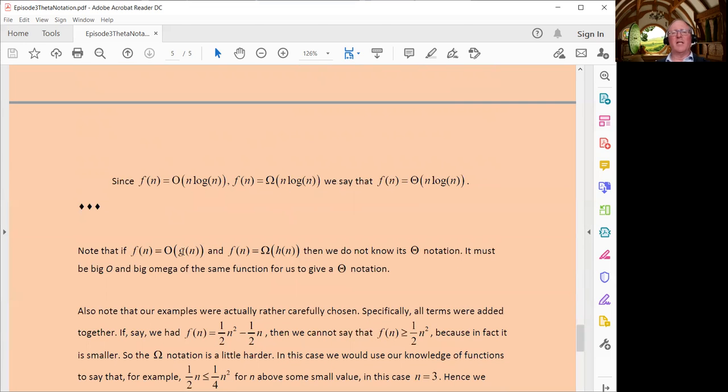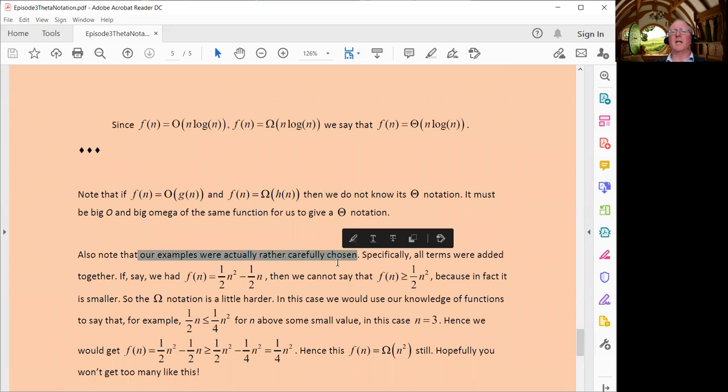Let's suppose that f of n is big O of g of n, where g of n is some function, and f of n is big omega of h of n, which is presumably a different function. We don't know its theta notation. It's got to be big O and big omega of the same function for us to give a theta notation. So if it's slower than g of n, but faster than h of n, I really don't know very much about it if g and h are different. I don't know whether it's very close to g of n, or really close to h of n, or maybe close to something different altogether. That doesn't tell me very much.